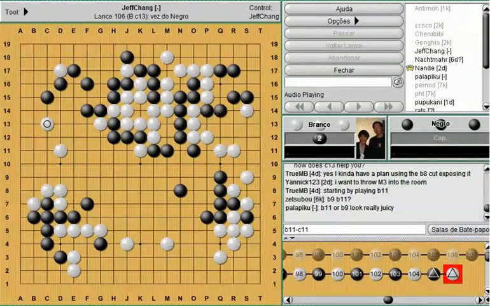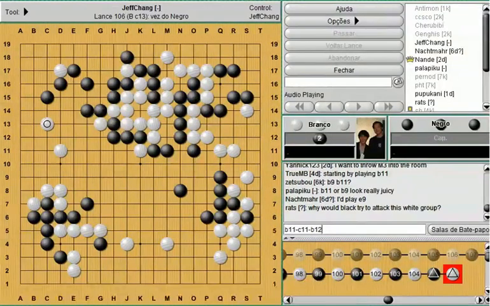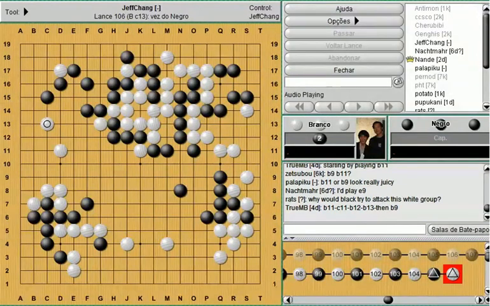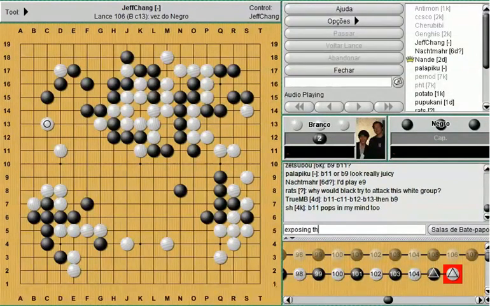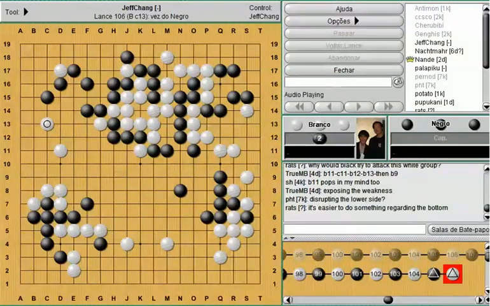B9, huh? Okay, for those who suggested it, why would black try to attack this white group? I think we know that white is winning the game, and black needs to do something. And they are actually here discussing how we're gonna attack that white group, which is a possibility to try to take the situation back. I admit there are other possibilities. That is another idea, yes.